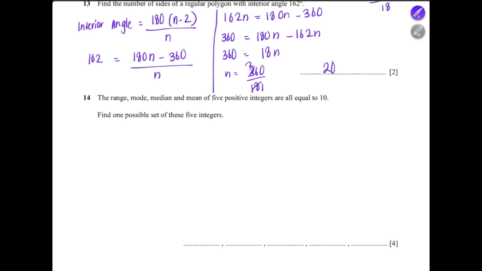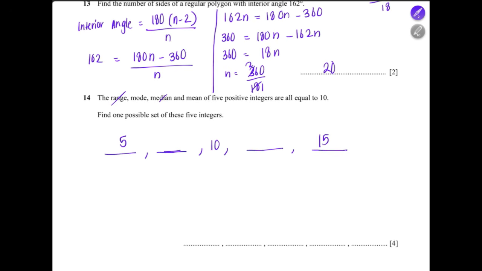So let's start with the median. It says the central value is 10. And then you have 2 values on either side. So these are your blank values, 1, 2, 3, 4. Now, the range is 10, right? So the largest minus the smallest is going to equal 10. So let's call this 15 and this 5, because 15 minus 5 gives you 10. So you're done with the range, you're done with the median.